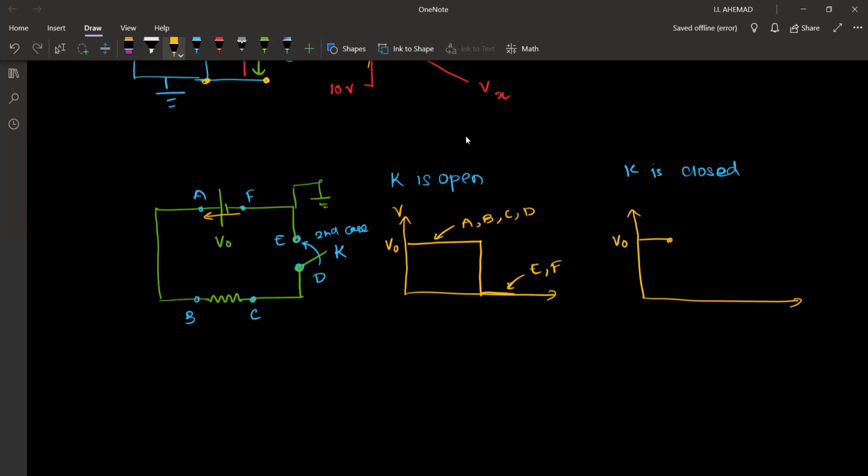And from B to C, the potential should drop to zero. And afterwards, it's zero. So this is A. Over here, it's B. And over here, it's C. Next, D, E, and F.